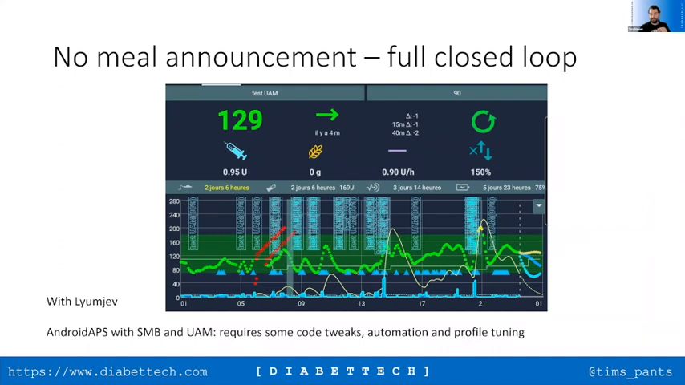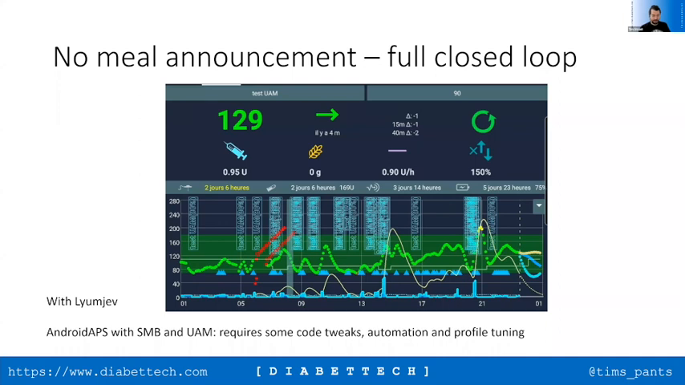This is Mathieu Teller, who has configured Android APS, and he's doing no meal announcement, no manual bolusing, fully closed loop, and this is what his 24-hour graph looks like doing this, which is really quite nice, and it's a fantastic experience being able to run fully closed loop. Those people on the call who are doing that right now can testify to how fantastic it is to not have to actually think about diabetes at all and let it get on with it.